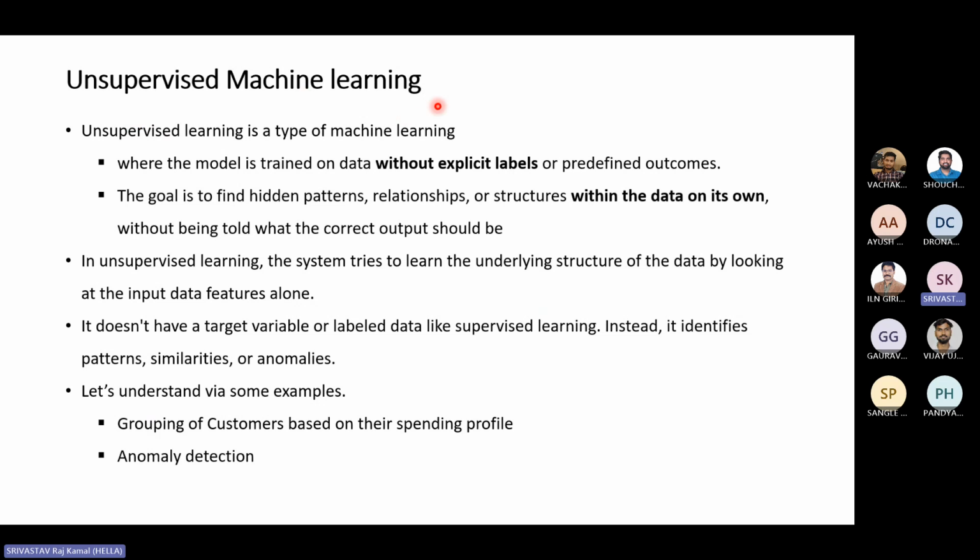Therefore, unsupervised machine learning problem. There are lots of machine learning algorithms that are a part of unsupervised learning. Some examples here: grouping of customers based on their spending profile. Normally, banks, not just banks, any company generally gives coupons to people, a 500 coupon or 20% off for new customers. So what they do, based on their profile, they segregate their customers.